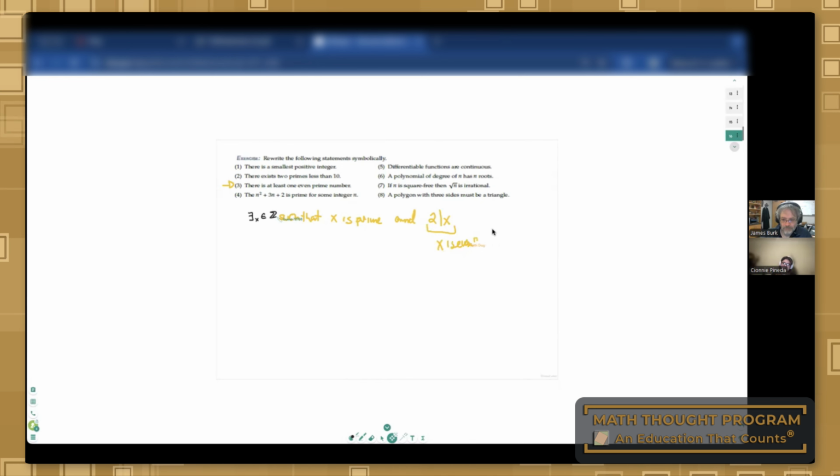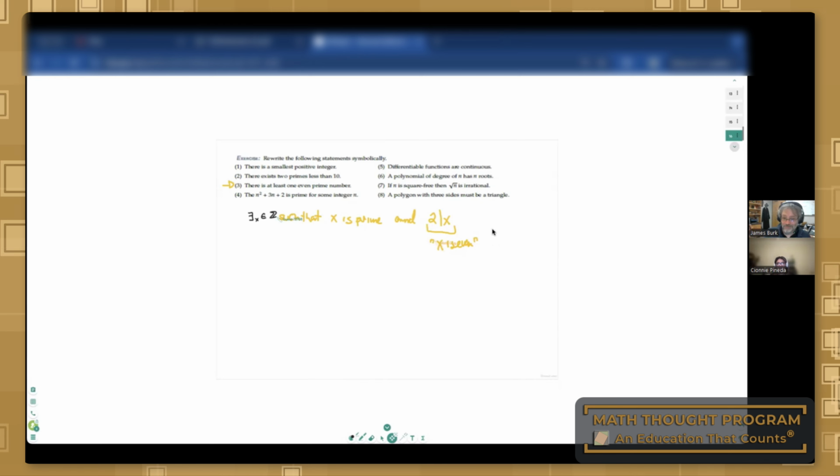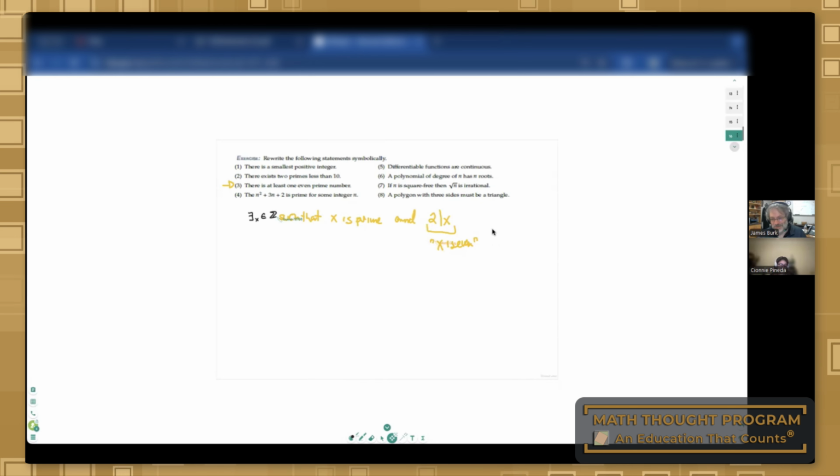Would it be 2? The number? That's exactly it. 2 is the only even prime number out there. It's a real interesting number.